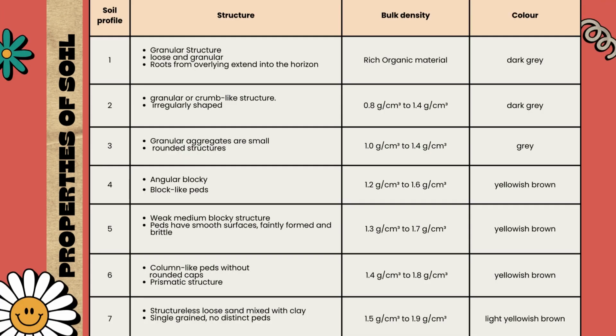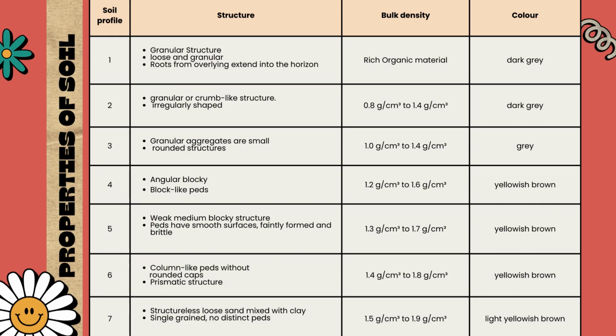So now I will explain the structure, bulk density, and the color of soil. For the first soil profile, the structure is granular, loose, and roots from overlying extend into the horizon. The bulk density is rich in organic material, and the color is dark gray. Second soil profile, the structure is granular or crumb-like and irregularly shaped. The bulk density is 0.8 g/cm³ to 1.4 g/cm³, and the color is dark gray.